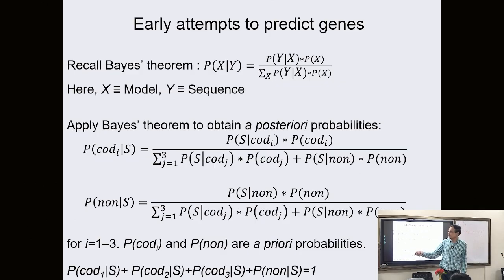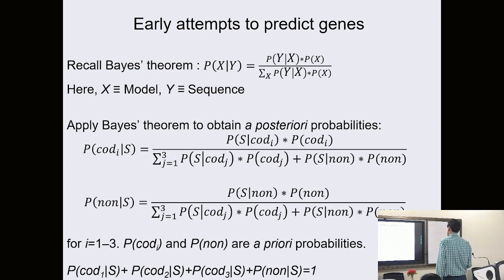Just add these up. I goes from 1 to 3. First you would compute the probability of coding subscript 1 given S, where I is equal to 1. Then you would compute the posterior probability of coding subscript 2 given S, then the posterior probability of coding subscript 3 given S, and finally the posterior probability of non-coding given S, a total of 4. Add them up, you will see that it is 1. The numerator will be the same as the denominator.